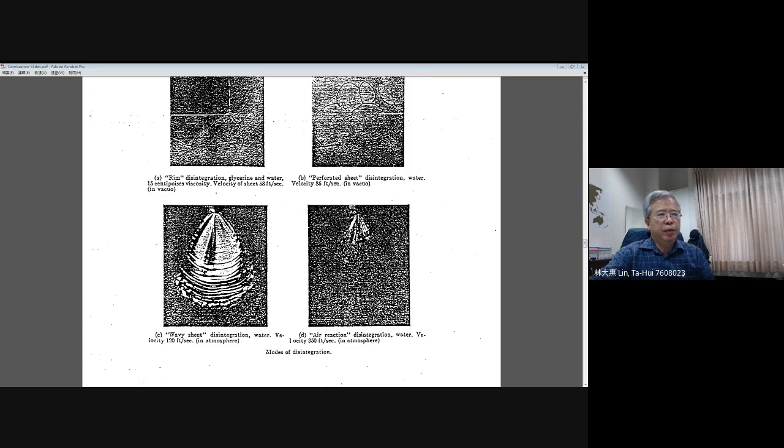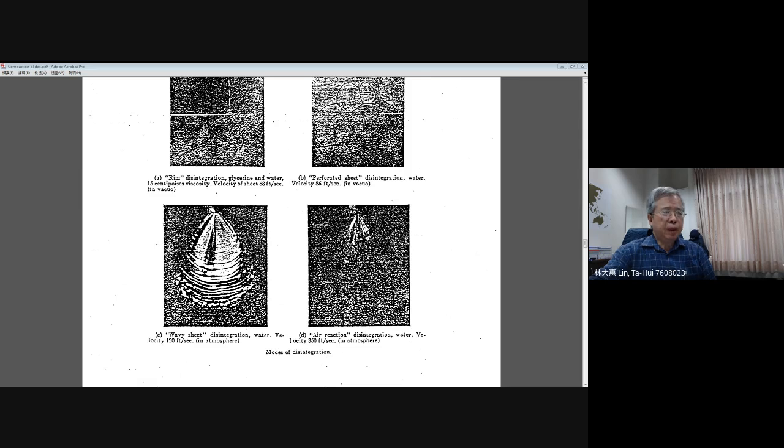Finally, if you increase to the extreme velocity, 350 feet per second, you have just a kind of air resection disintegration. That means, as we described earlier, when you increase the injection velocity, the length of the liquid sheet will become smaller and smaller, then maybe completely disappear. The spray is just atomized in the vicinity of the injectors. This is the final picture you can understand.